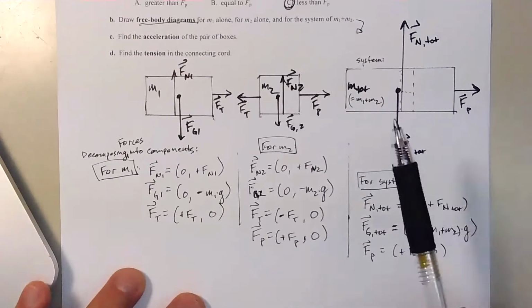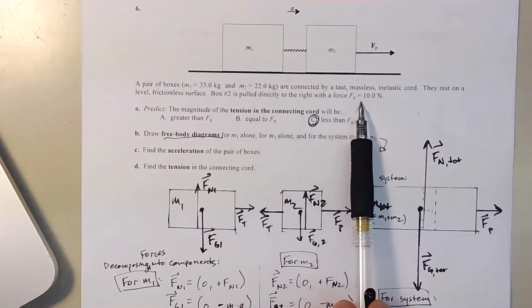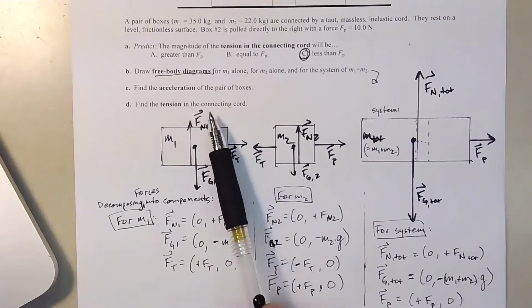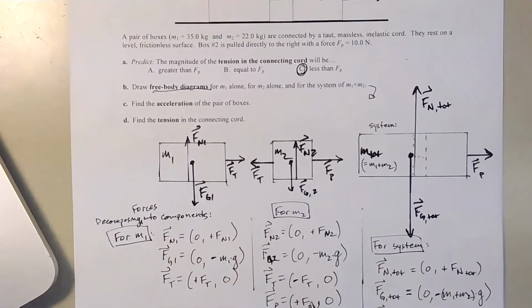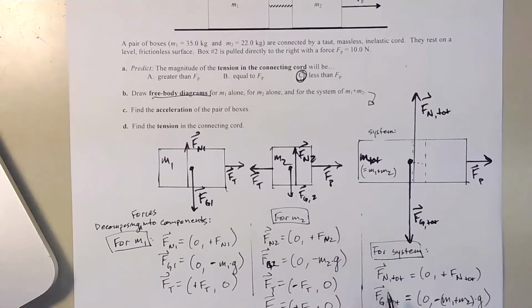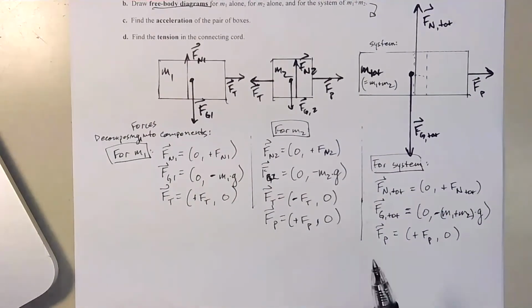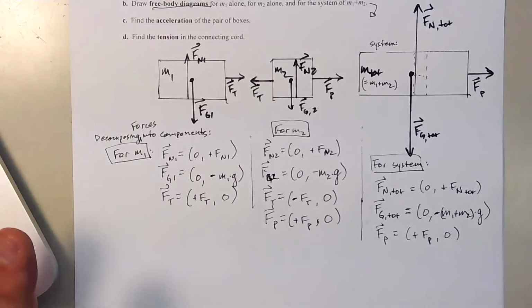It's a matter of using what we are given and avoiding things that are still unknown. And then the second thing we're asked to do is to find the tension in the connecting cord. Okay, so the acceleration of either box will appear in any of those Newton's second law expressions.